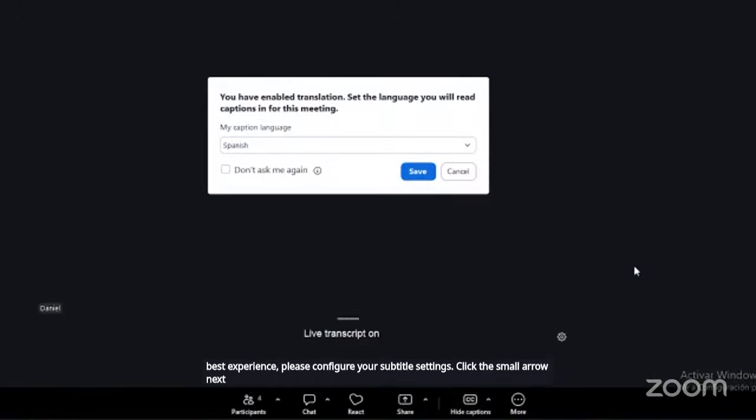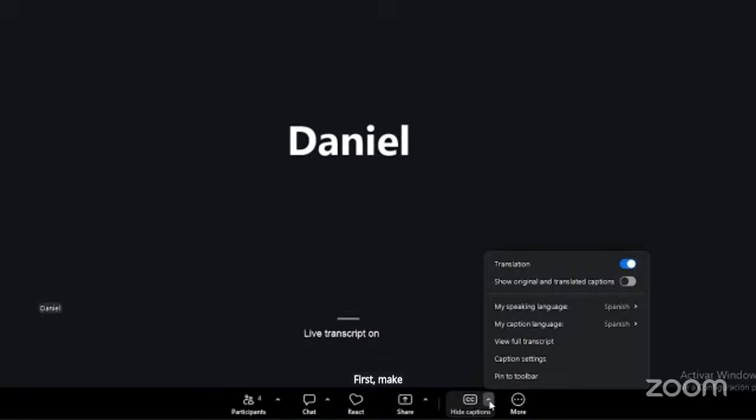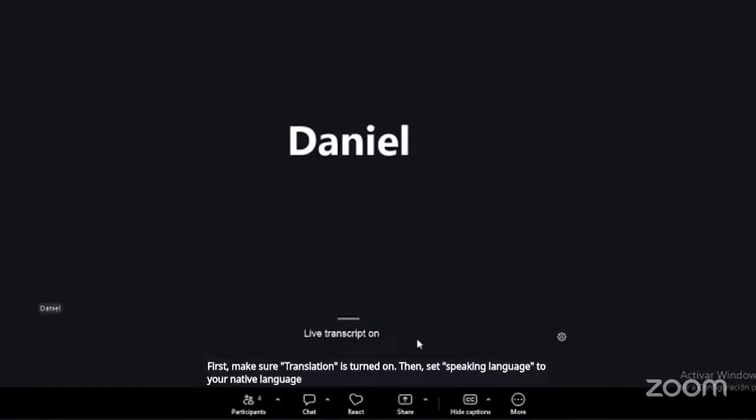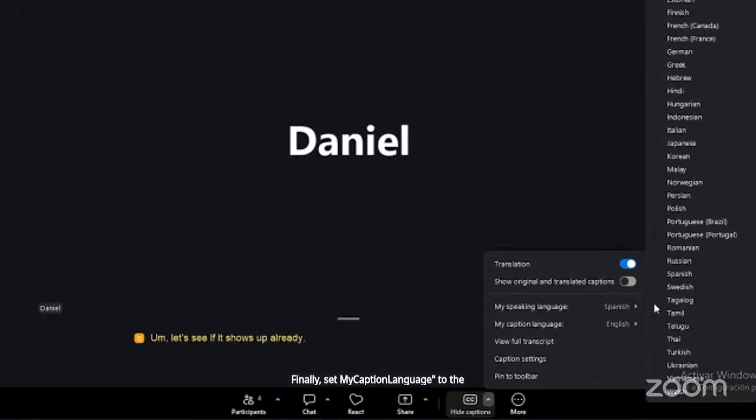to the CC button at the bottom of your Zoom window. First, make sure Translation is turned on. Then, set Speaking Language to your native language, the language you normally speak, not the language of the presentation. Finally, set My Caption Language to the language you want to read the subtitles in.